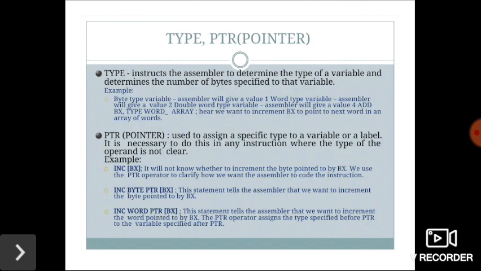Then TYPE, PTR, pointer. TYPE instructs the assembler to determine the type of a variable and the number of bytes specified for the variable. The PTR directive is used to assign a specific type to a variable or label. It is necessary to do this in any instruction where the type of operand is not clear.